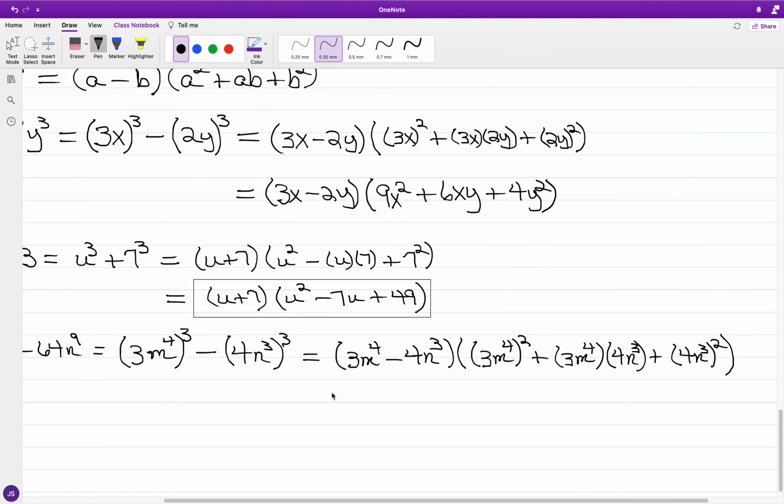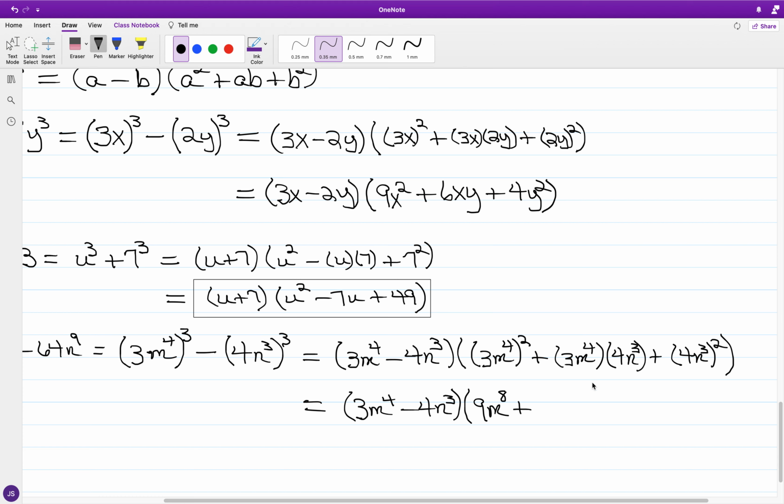All right. So we're going to have here, once again, the quantity of 3m to the 4th minus 4n cubed. And as for the trinomial, now we have the square of 3m to the 4th. 3 squared is 9. M to the 4th squared will be the variable m raised to the 4 times 2. So we have 9m to the 8th.